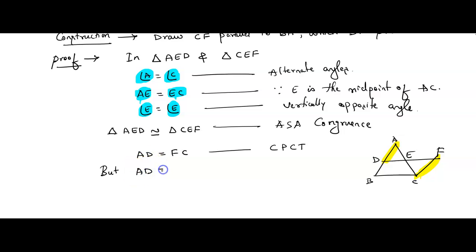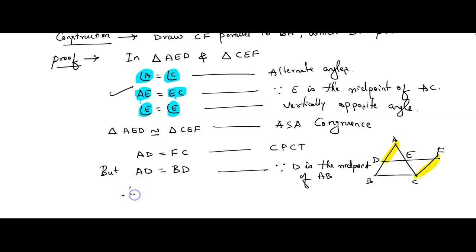Now, we know that AD is equal to BD, correct? Can you remember? AD and BD both are equal. How? Because D is the midpoint of AB. As we said, AE and EC both are equal, because E is the midpoint. Now can we write here AD and BD both are equal? Because D is the midpoint.